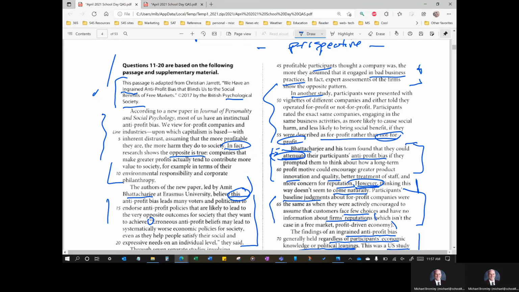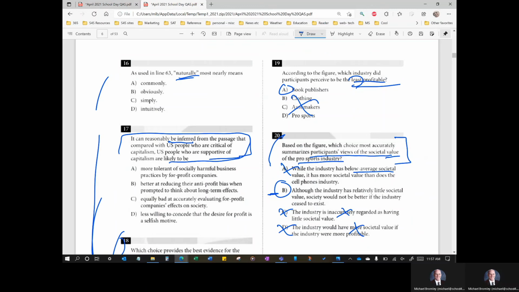Their judgments about for-profit companies are the same as when they actively encourage to assume that customers face few choices. So when they did the opposite and told them for-profit companies suck, they held the same opinion. So in other words, naturally is their state of holding this opinion. It is common, but naturally doesn't mean it's common. It's not obviously, it's not simply. They don't hold this opinion simply, or obviously, or commonly. This has got to be D, intuitively, but intuitively means that it's ingrained, it's part of them, which is natural.